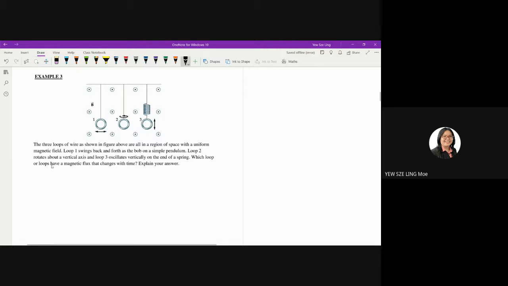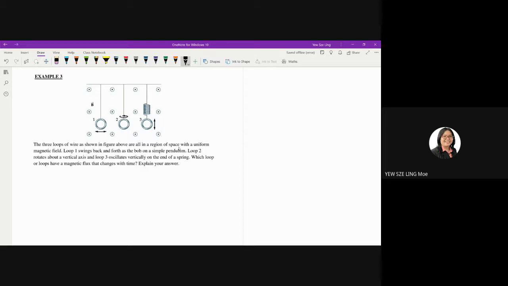Right, so the three loops of wire as shown in figure 1 above are all in a region of space with uniform magnetic field. So now they are being placed in the same magnetic field. Loop 1 is swinging back and forth as the bob on a simple pendulum, left and right. Loop number 2 rotates about a vertical axis. Loop number 3 oscillates vertically on the end of a spring.